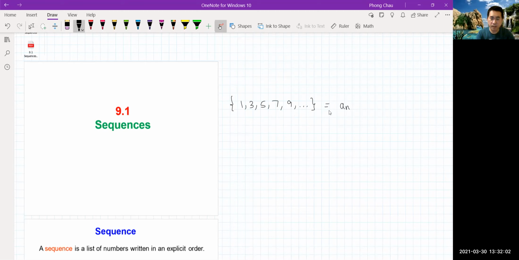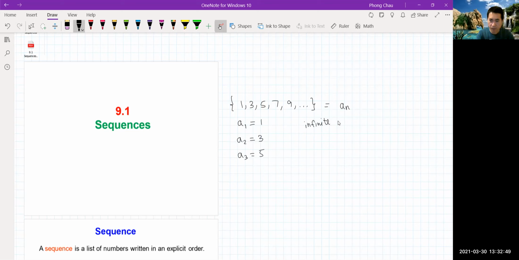And notice that in a sequence like this, we call it a sub n, where n is the nth term. So basically when I write this, you see it's given a name. And when I say a1, that means the first term in the sequence, so in this case it's 1. And a2 means the second term of the sequence is 3, the third term is 5, and so on. So this sequence is called an infinite sequence.